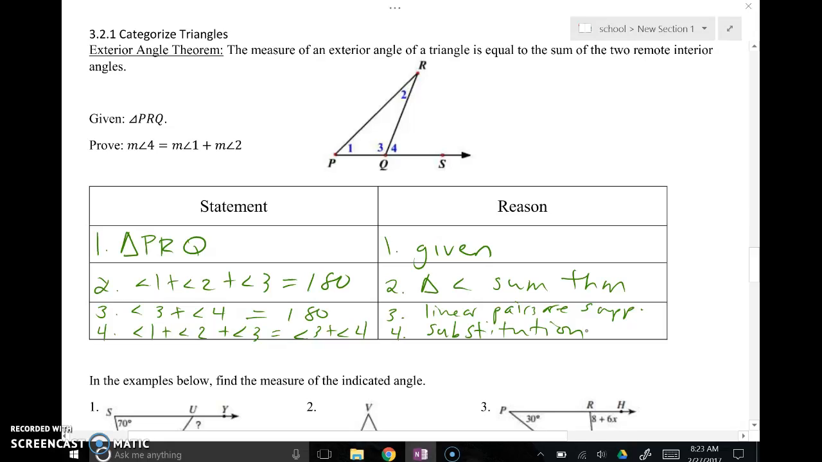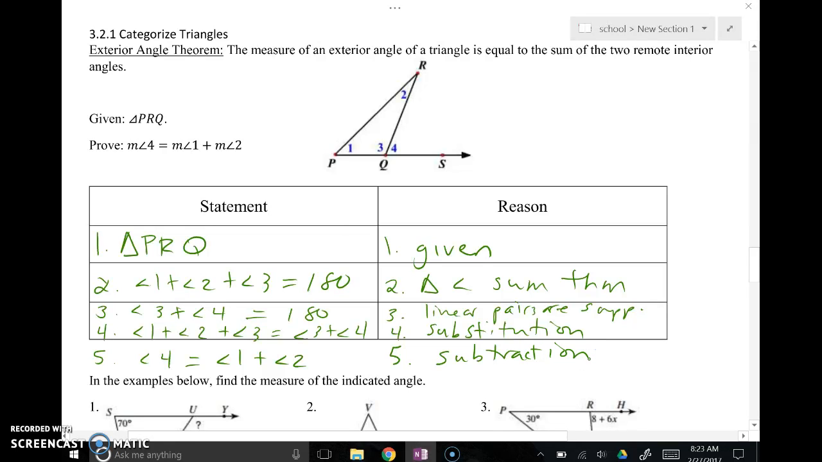So then, my last step, I have a 3 on both sides. So by subtraction, angle 1 plus angle 2 is equal to angle 4. And actually, I should write that the other way just to match my proof statement. Angle 4 is angle 1 plus angle 2. And again, that's by subtraction.